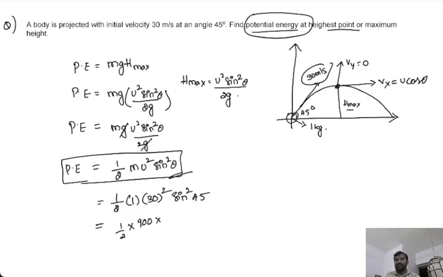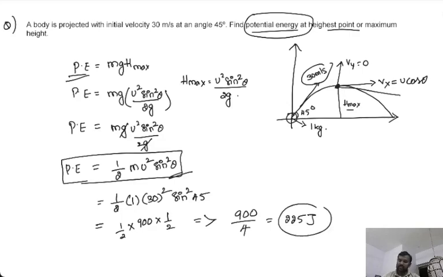Sine 45 value is 1 by root 2. So you write 1 by root 2 whole squared, which means 1 by 2. Then this value you write as 900 divided by 4. How much is 900 by 4? 225. So here it is energy. What are the units of energy? Joules. So at the highest point in this case, the potential energy is 225 joules.